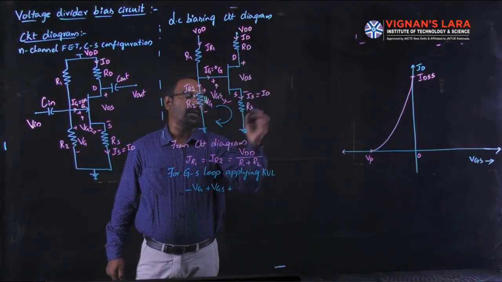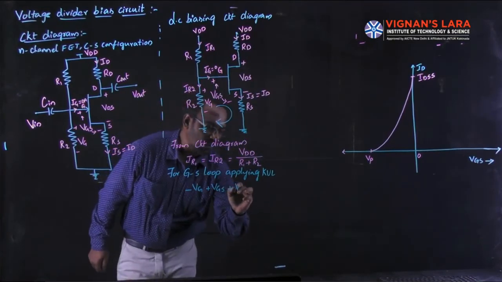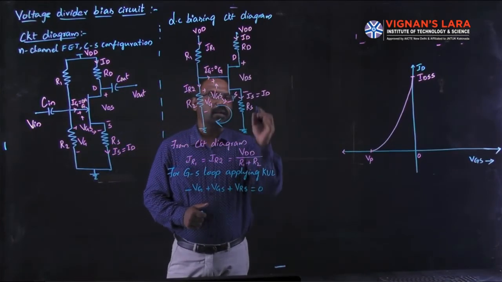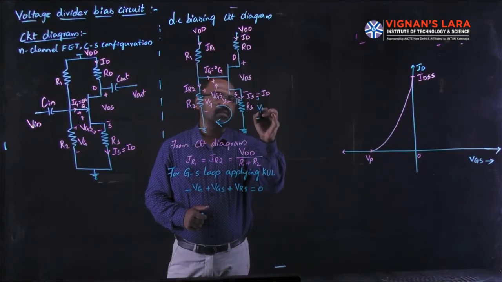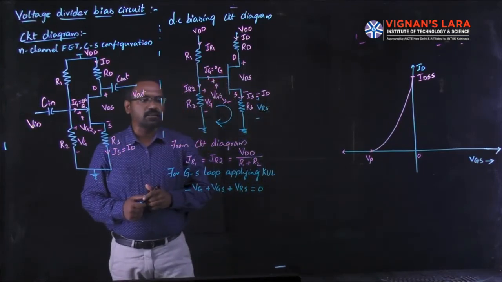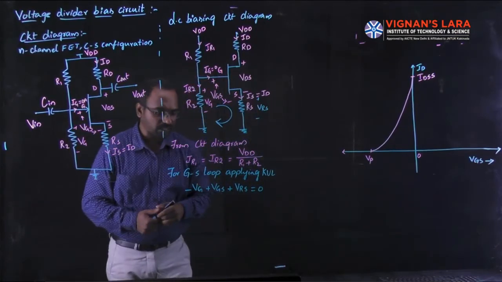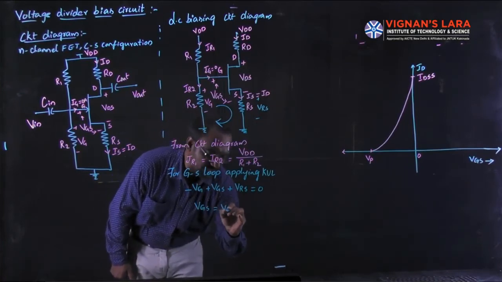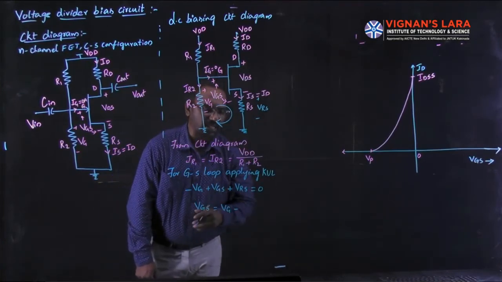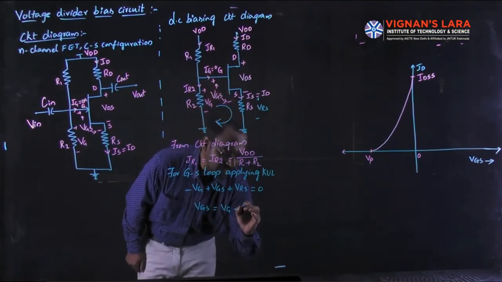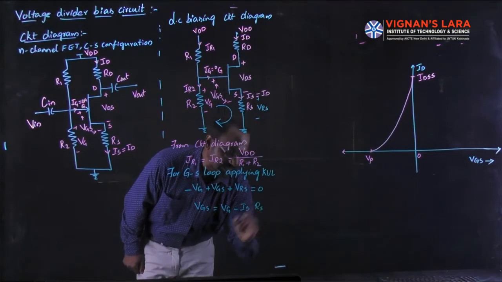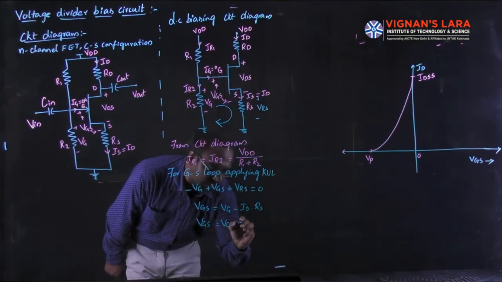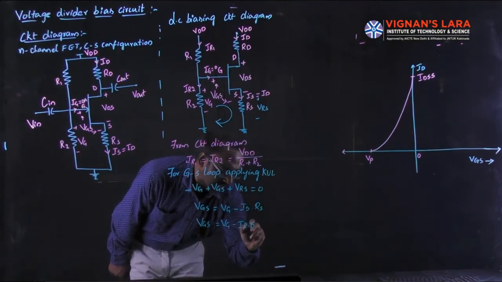I am assuming this drop as VRS. So minus VG plus VGS plus VRS is equal to 0. Here VRS means the voltage drop across this RS. So I am assuming it as VRS. VRS is nothing but the current flowing through that into that resistance value. So from this I can write VGS is equal to VG minus, I am taking to the right side, VRS. VRS is nothing but IS into RS. IS is ID, so I can write VGS is equal to VG minus ID into RS.